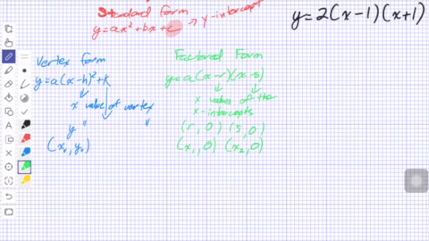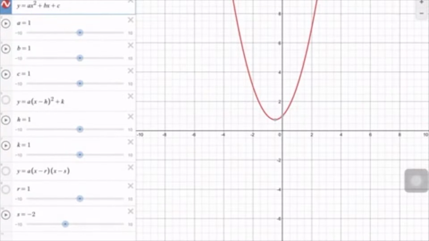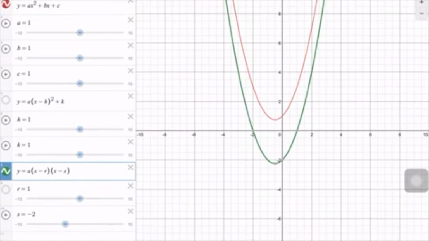So what's great about this is we can start to use parts of this information to graph. So if I wanted to do a rough sketch of this graph, I'm going to do it in green down here. I know that one of my x-intercepts, and this is the tricky part about factored, it's actually the opposite of what the number is in the brackets. I'll show you very quickly here. If you notice, the value is 1 for r. But there's a subtraction sign in front of it, it actually says x minus 1. But the x-intercept is positive 1.